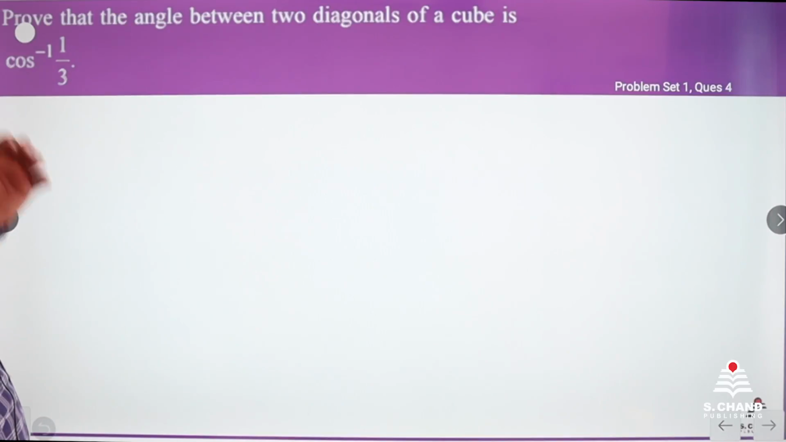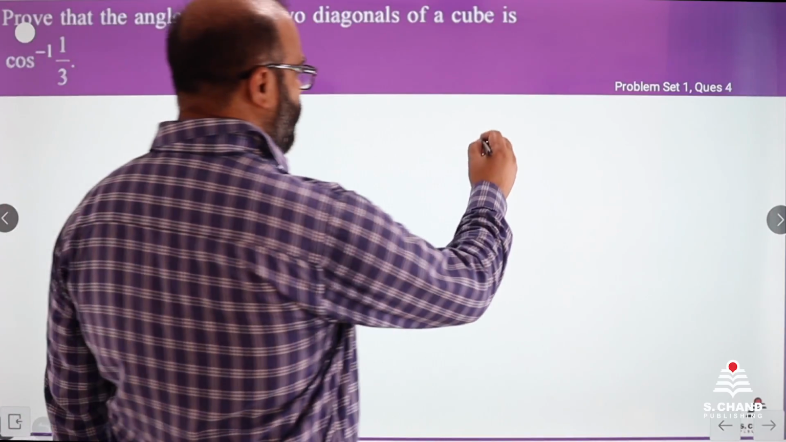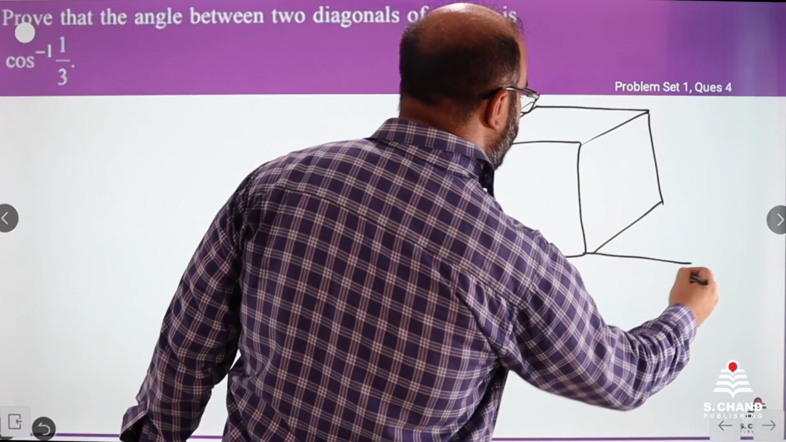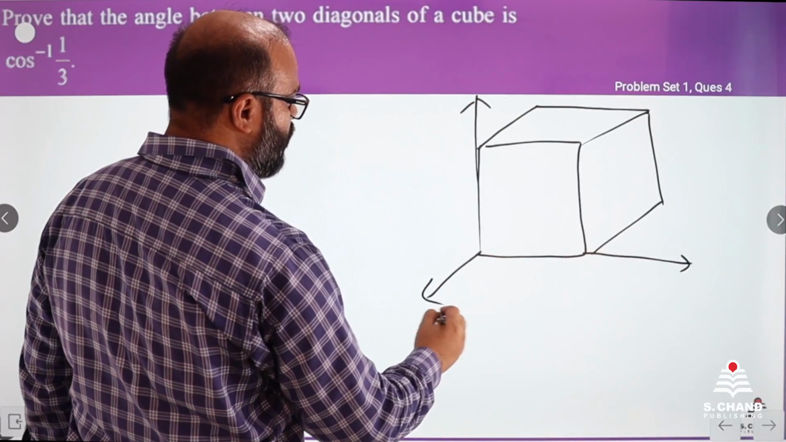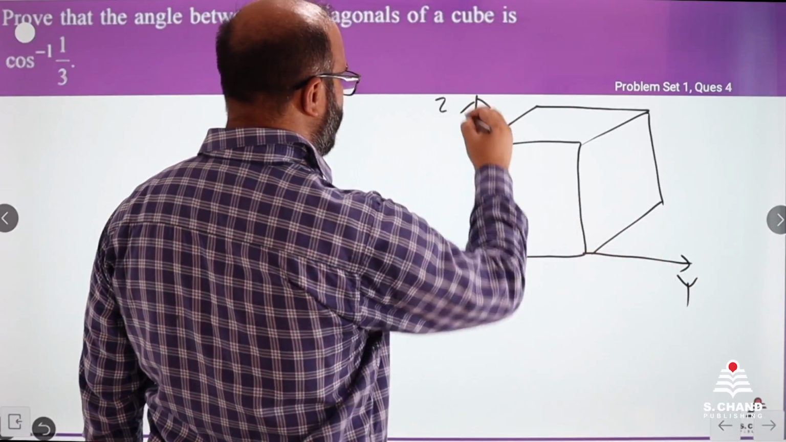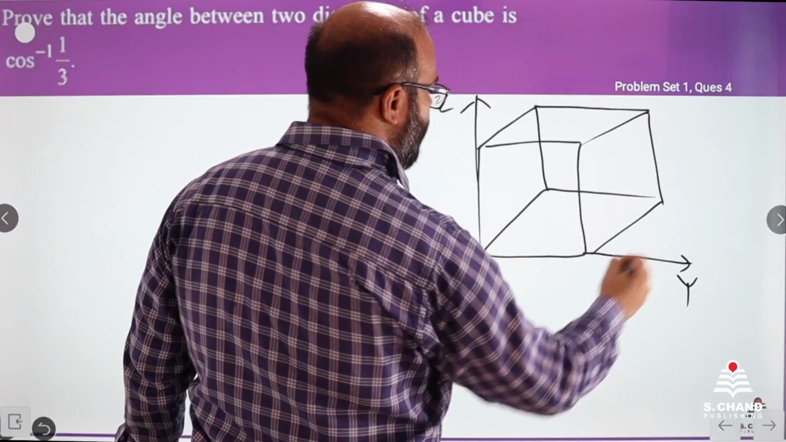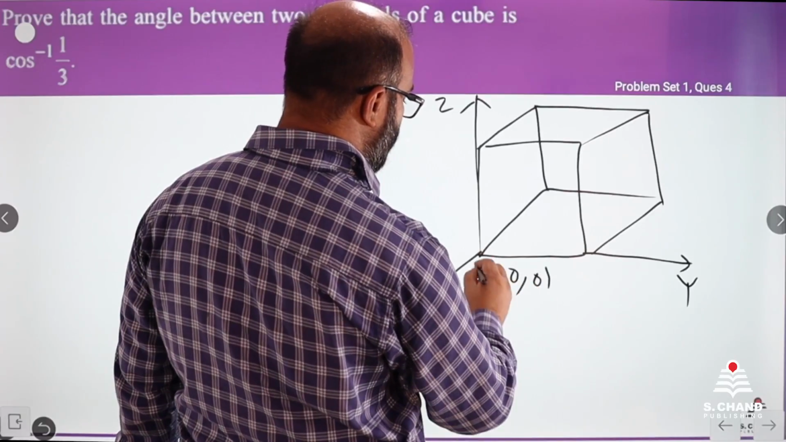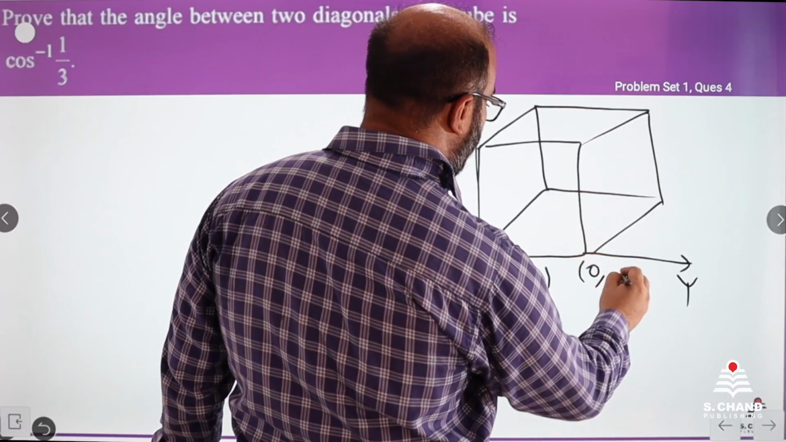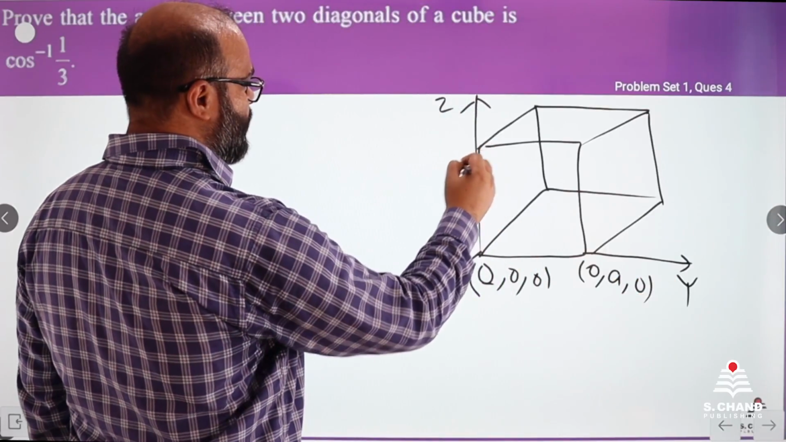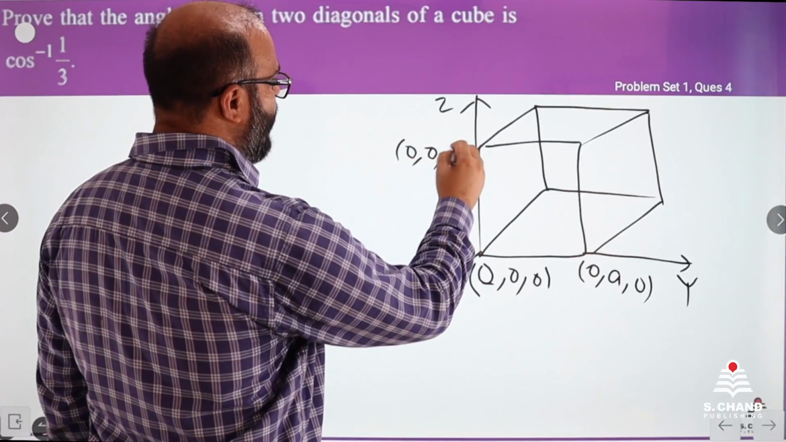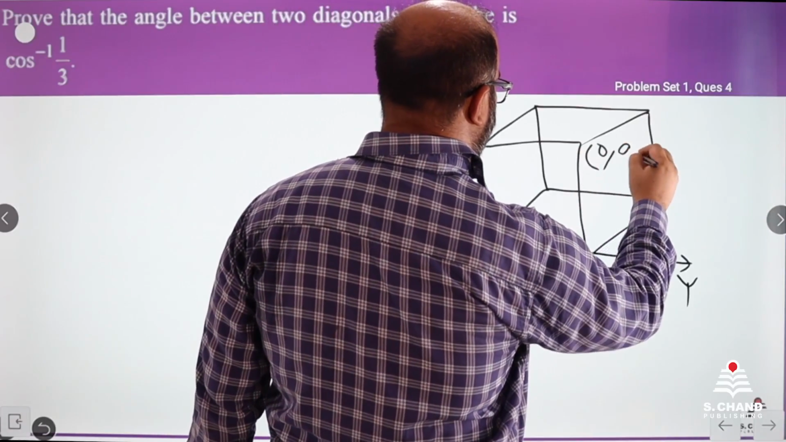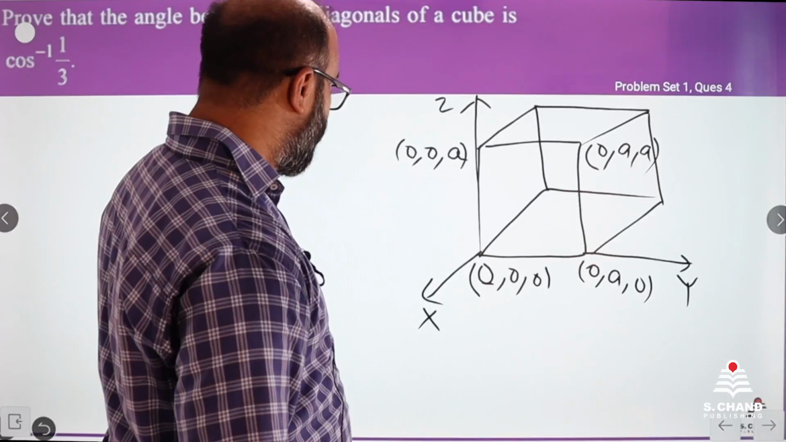Prove that the angle between two diagonals of a cube is cos inverse 1 by 3. So what we can do here, we make a cube, and for simplicity, which will not lose the general situation also, we take the coordinates as x, y, z, and we have this cube, and we take this as 0, 0, 0, this point as 0, a, 0, this point as on z axis 0, 0, a, this point on yz plane, so 0, a, a.